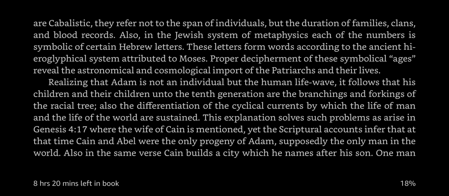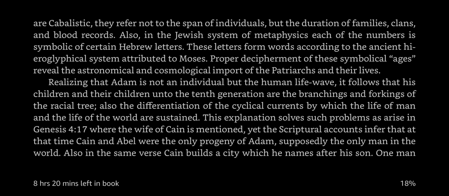Realizing that Adam is not an individual but the human life wave, it follows that his children and their children unto the 10th generation are the branchings and forkings of the racial tree. Also the differentiation of the cyclical currents by which the life of man and the life of the world are sustained. This explanation solves such problems as arise in Genesis 4:17, where the wife of Cain is mentioned. Yet the scriptural accounts infer that at that time Cain and Abel were the only progeny of Adam, supposedly the only man in the world.